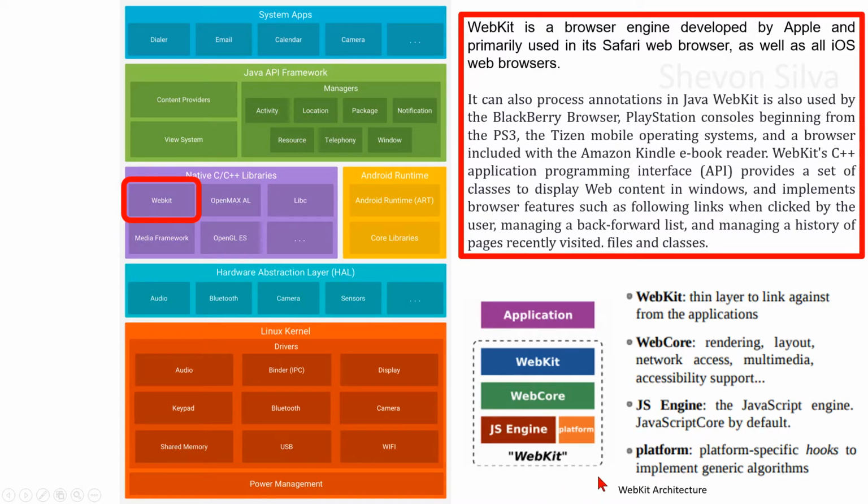Here you can see the WebKit architecture. This is the application, and the WebKit thin layer to link against from the applications. WebCore handles rendering, layout, network access, multimedia, accessibility support, etc. And the JS engine, the JavaScript engine, is JavaScriptCore by default, with platform-specific hooks to implement generic algorithms.